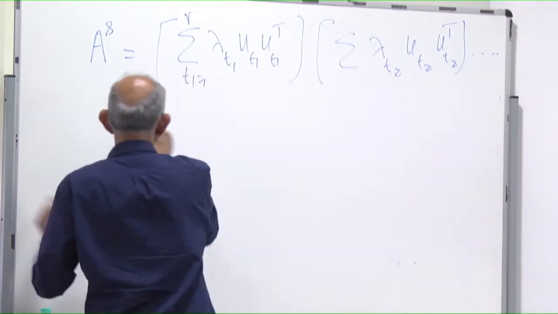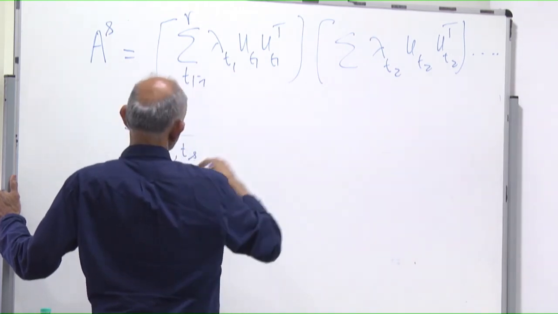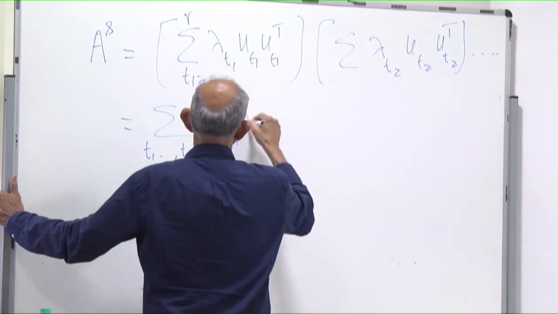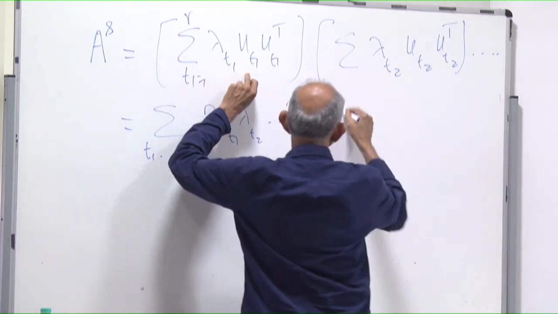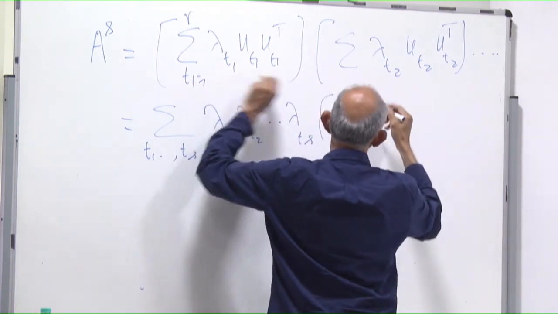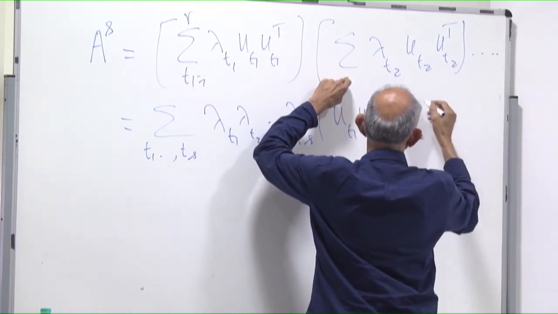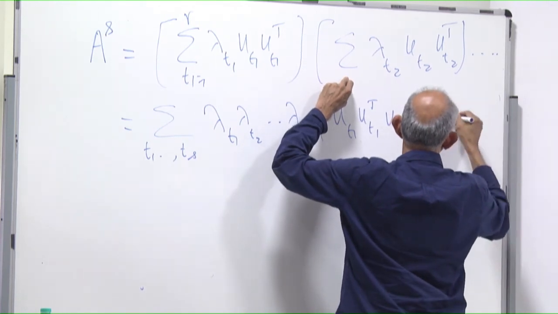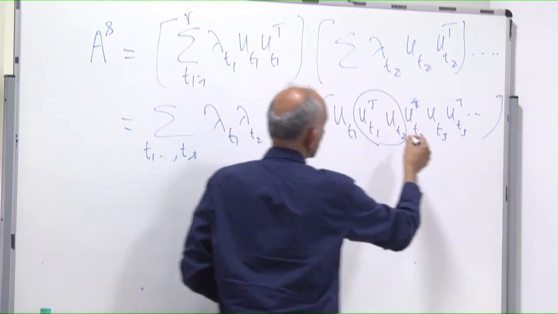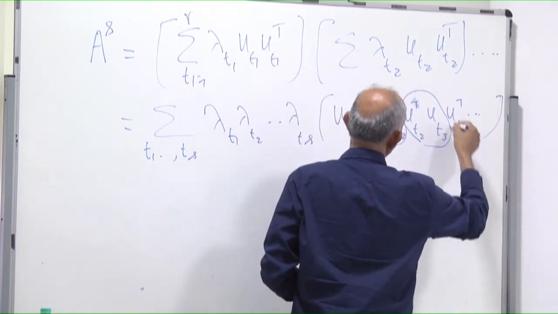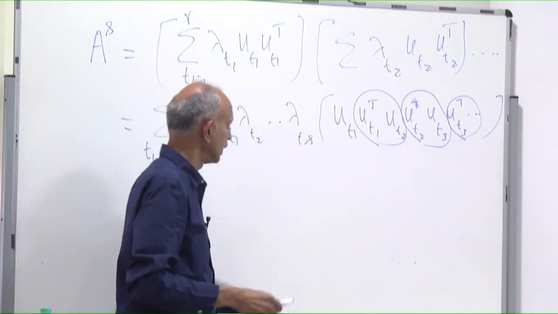I could expand this out. I mean, you could also prove it by induction. There are s brackets like that. So t1 through ts, I get lambda t1, lambda t2, lambda ts. Now, this thing becomes u t1, u t1 transpose. Then you get a t2, then you get a t3. But these are all scalars. They're all inner products, right?